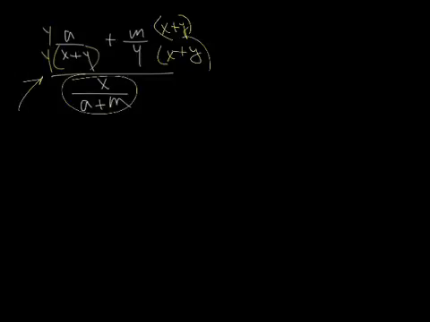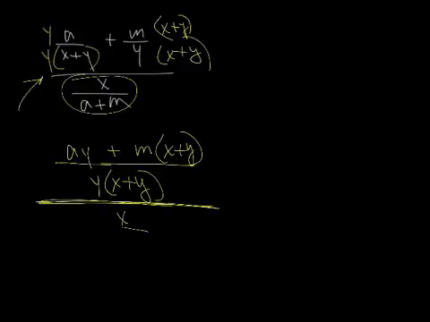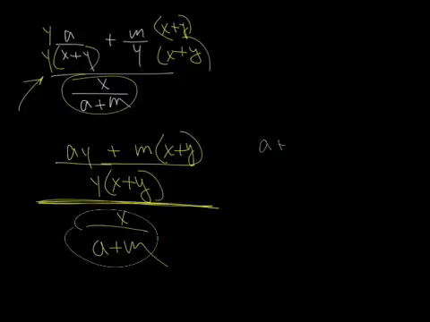So let's look at this first term. I'm going to move it so it's alphabetical. That over y times x plus y, that's my common denominator now, so I don't have to write it twice, plus m times x plus y, and then that's all over x over a plus m. So all I'm going to do now is take this and flip it upside down and multiply it times that there.